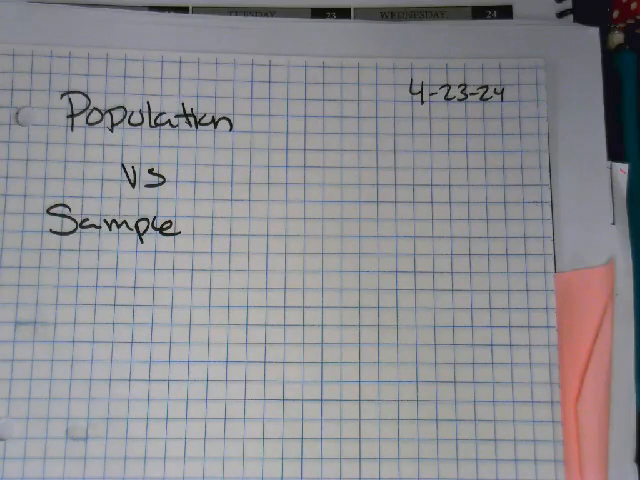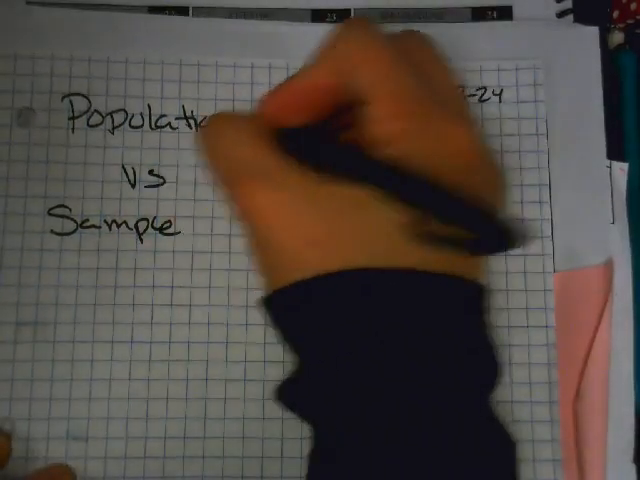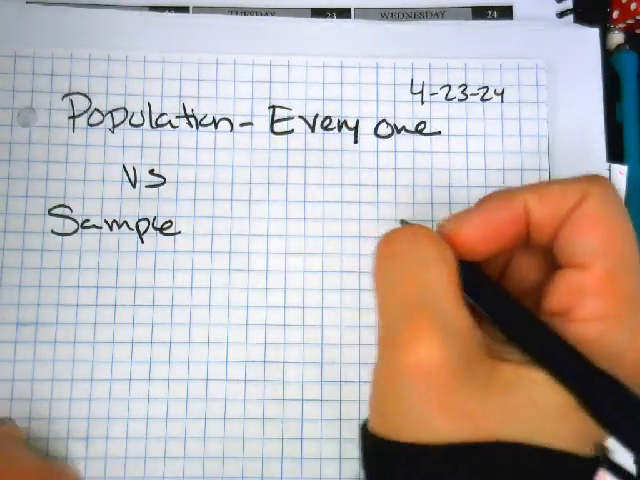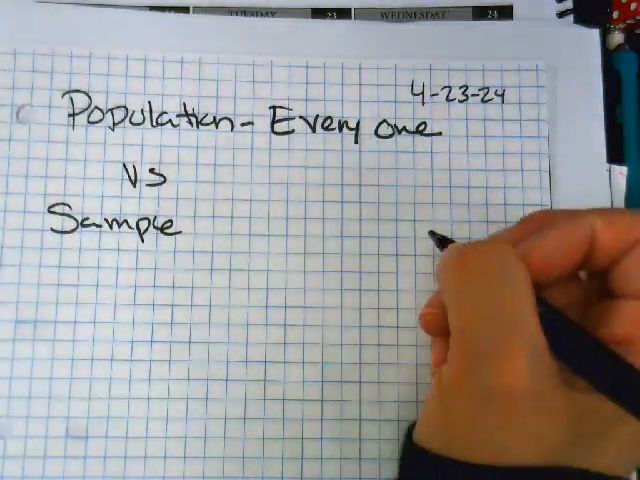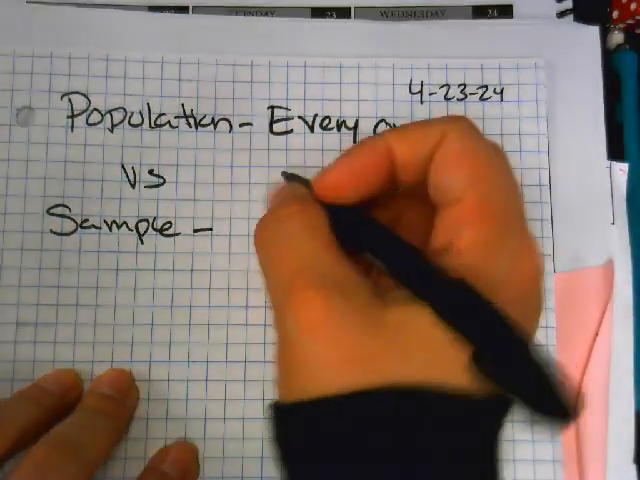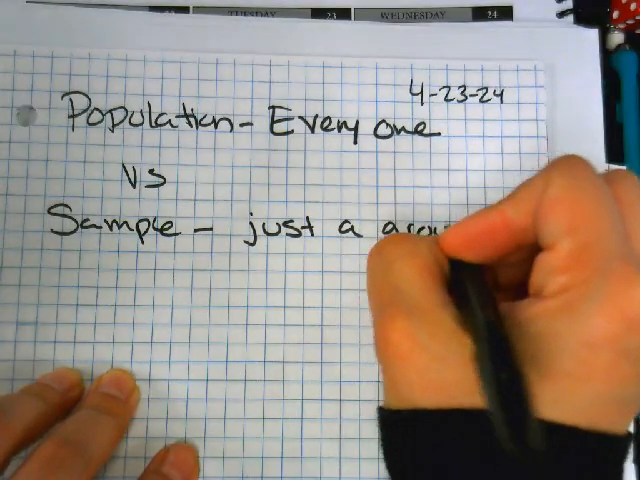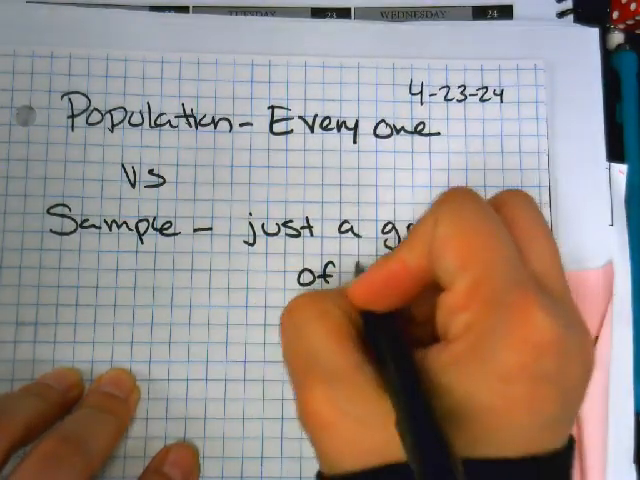I like that. Okay, population is everyone. Everyone in whatever we're talking about. Sample is just a group of the population.